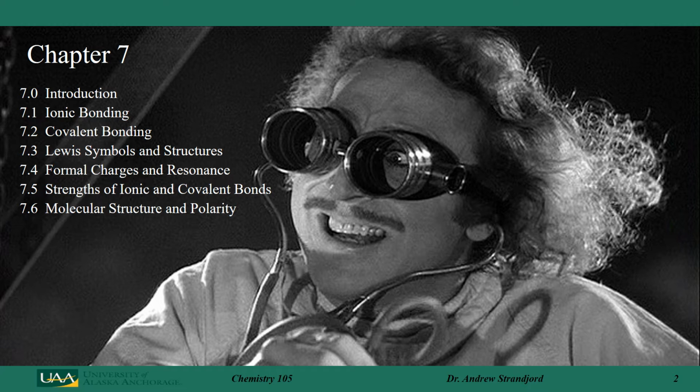We'll draw some Lewis structures. We'll look at some formal charge and resonance, and sort of end up by talking about the strengths of the ionic and covalent bonds and how that relates to the molecular structure and polarity of a molecule.